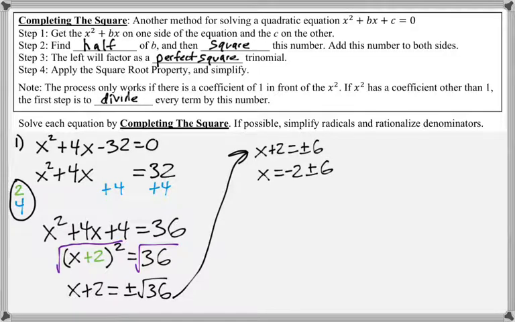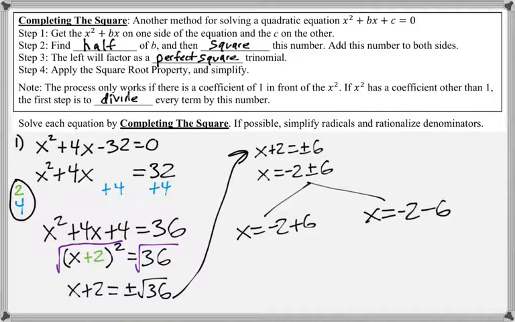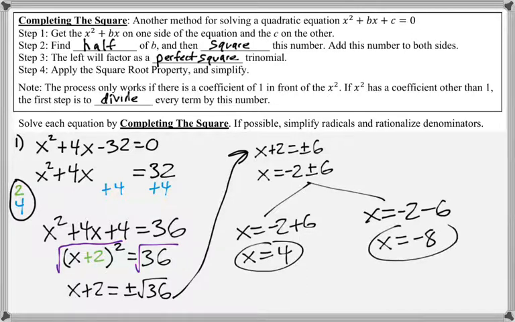And then this is going to be able to be combined. So I'm going to branch it off into 2 equations. So negative 2 plus 6 and negative 2 minus 6. So x is going to be equal to 4, and x is going to be equal to negative 8. And those will be your two answers. So a very different process from factoring, but it is one of our methods.